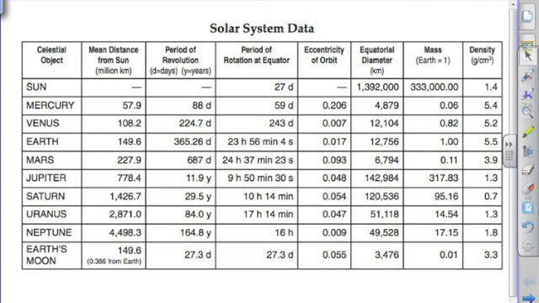Welcome. Today we're going to be looking at the solar system data table found toward the back end of your Earth Science reference table. You'll notice there's a tremendous amount of free information just posted here within this data table.